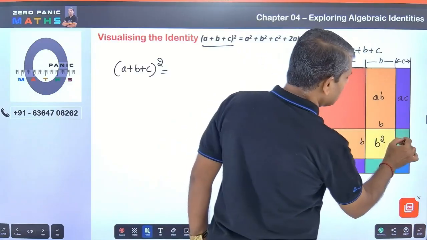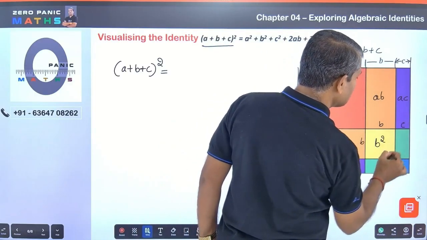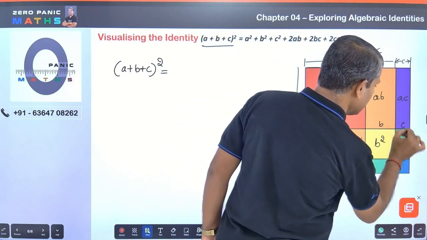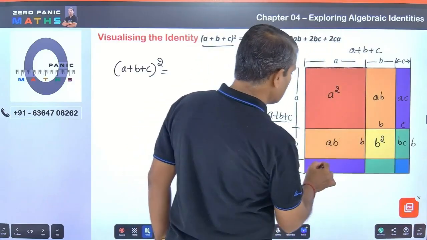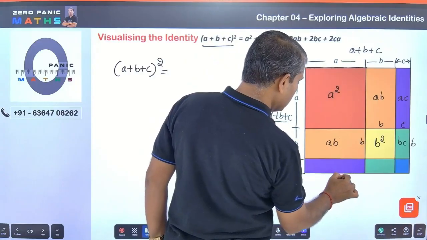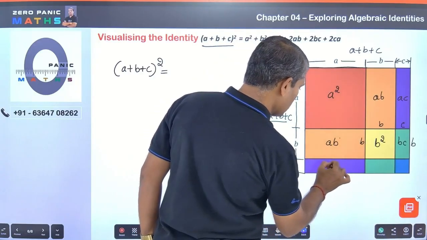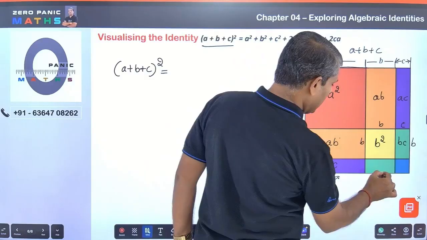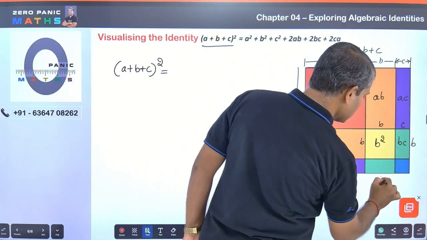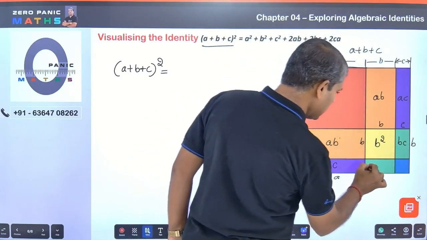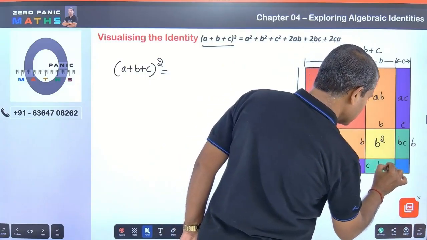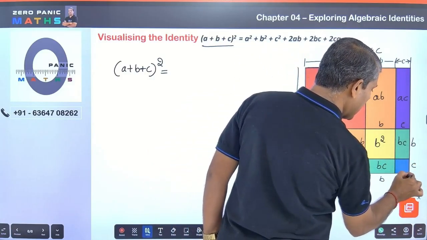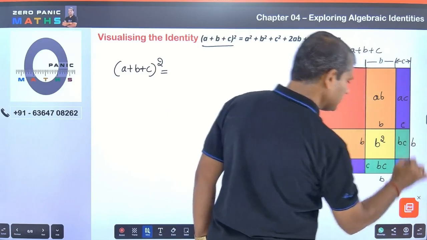Now this is a rectangle with one side c and another side b, so the area of this is b into c, bc. Similar to that, the area of this, where this is a and this is c, is ac. You can see that written here. Now this is b, parallel to this, and this is c, so it is bc. Finally, this is a square with side c and c, so it is c square.